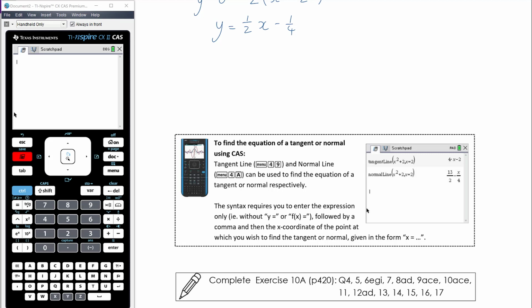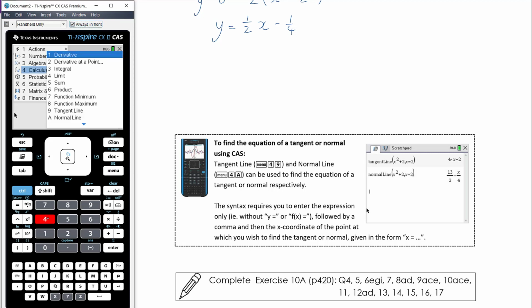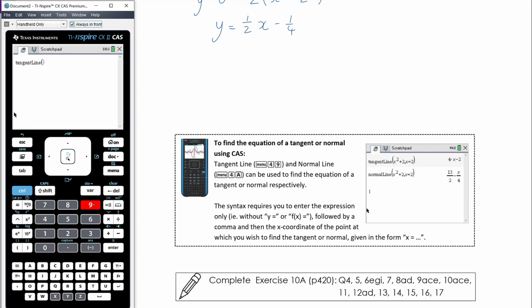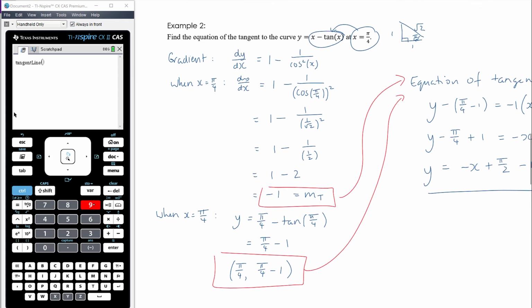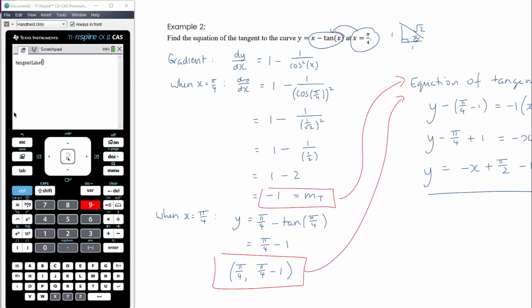So finding the equation of a tangent or normal. Menu, 4 for calculus, and then down the bottom, number 9 is tangent line, and A in the menu options is normal line. If I choose number 9 for tangent line, let's do these last 2 examples we just had using our CAS. So if we're finding the equation of the tangent to the curve y equals x minus tan x at x equals pi on 4, let's check that our answer was correct.